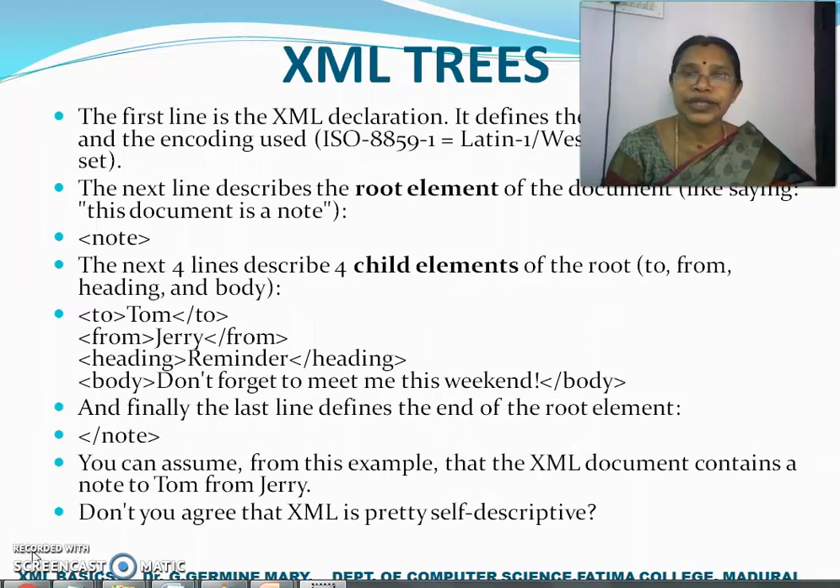As we saw in the previous slide, in the example, the first line is the XML declaration. The next line describes the root element of the document. The root element will specify the purpose of the XML document. And in the previous example, the next 4 lines describe the 4 child elements of the root. They are to, from, heading and body. And finally, the last line defines the end of the root element. We can assume from this example that the XML document contains a note to Tom from Jerry.